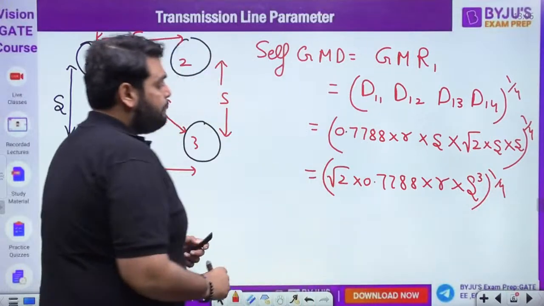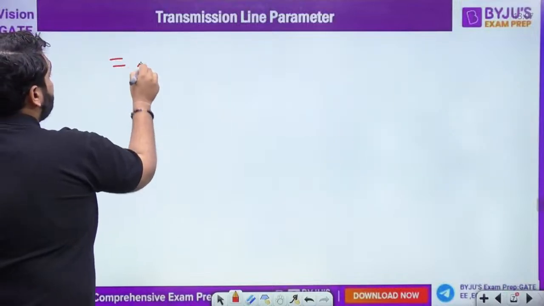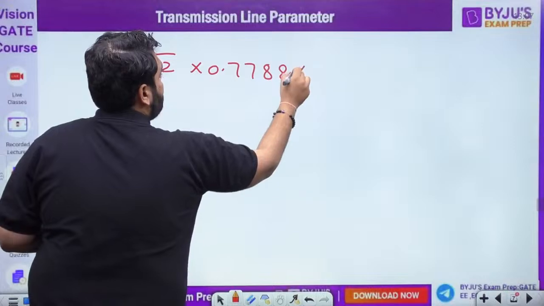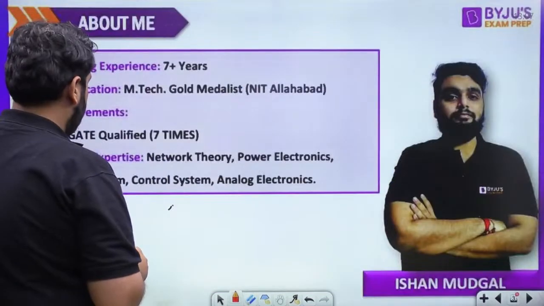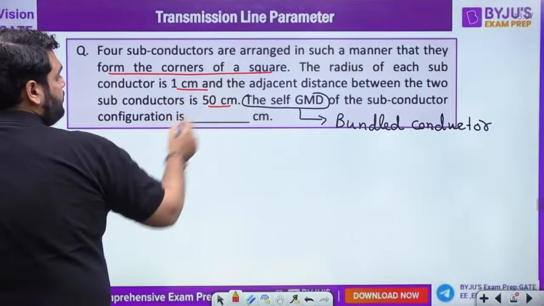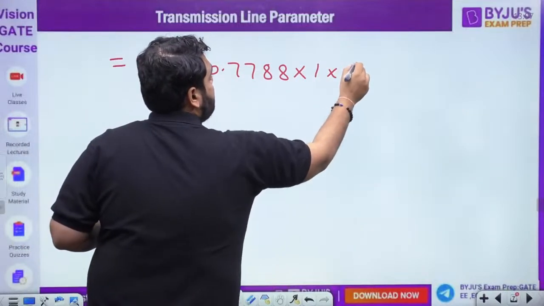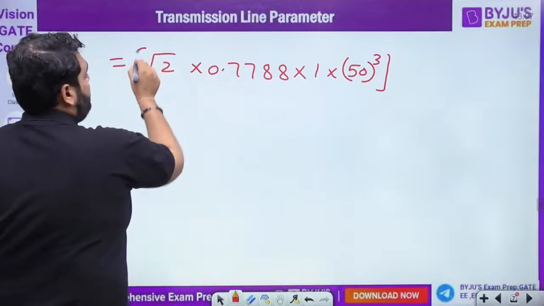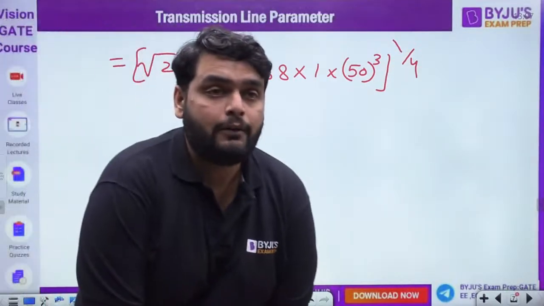Now I can put all the values. So it comes out to be root 2 into 0.7788 multiplied by. Now what is the radius? Radius is given 1 centimeter and distance is given 50 centimeter. Okay. So radius is 1 centimeter, distance is 50 centimeter, whole cube raised to power 1 by 4. Now we have to use the calculator here. Without that we cannot solve it.